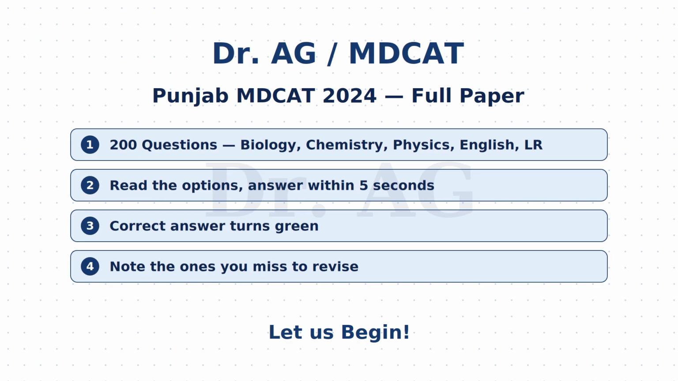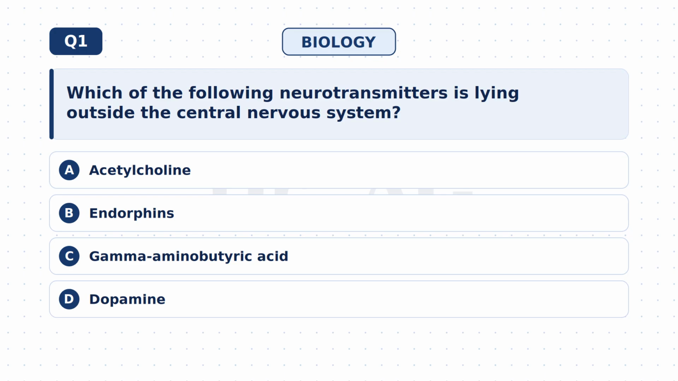200 questions: Biology, Chemistry, Physics, English and Logical Reasoning. Read the options, answer within 5 seconds. The correct answer turns green. Note the ones you miss to revise. Let us begin. Question 1.